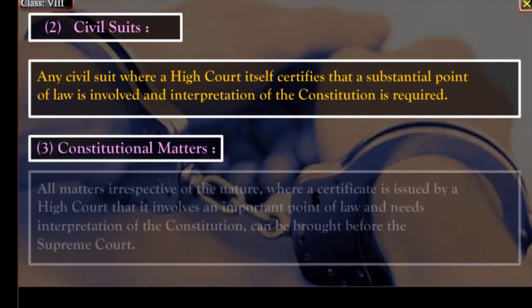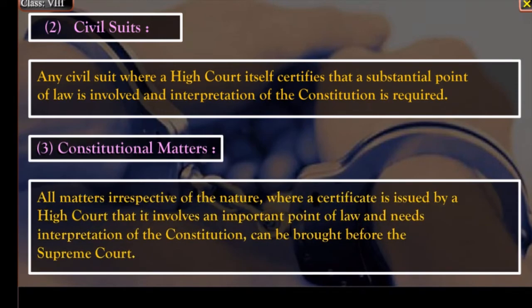Constitutional matters. All matters irrespective of the nature where a certificate is issued by a High Court that it involves an important point of law and needs interpretation of the Constitution can be brought before the Supreme Court.